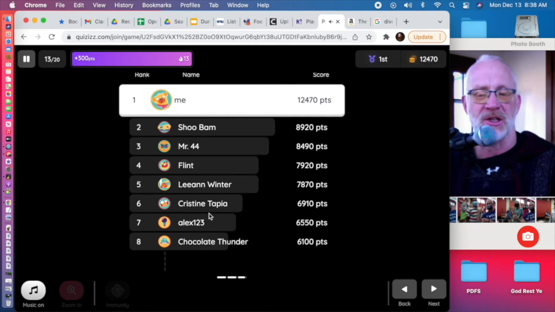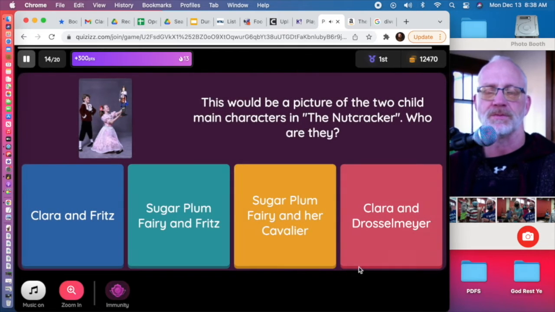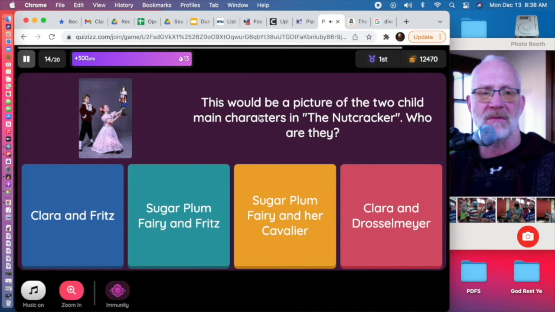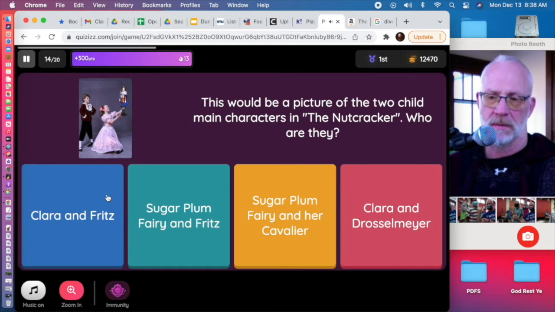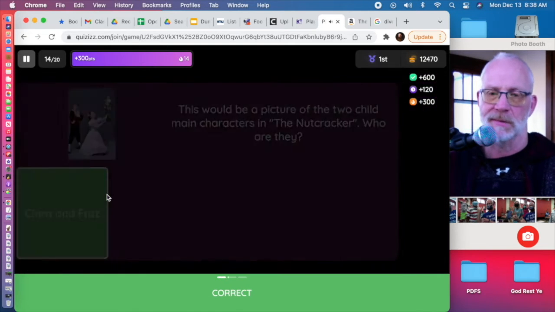Immunity, get a second chance after a wrong answer. This would be a picture of the two child main characters in the Nutcracker. Who are they? Is this Clara and Fritz, Sugar Plum and Fritz, Sugar Plum and her cavalier, Clara and Drosselmeyer? Clara and Fritz. Final answer.